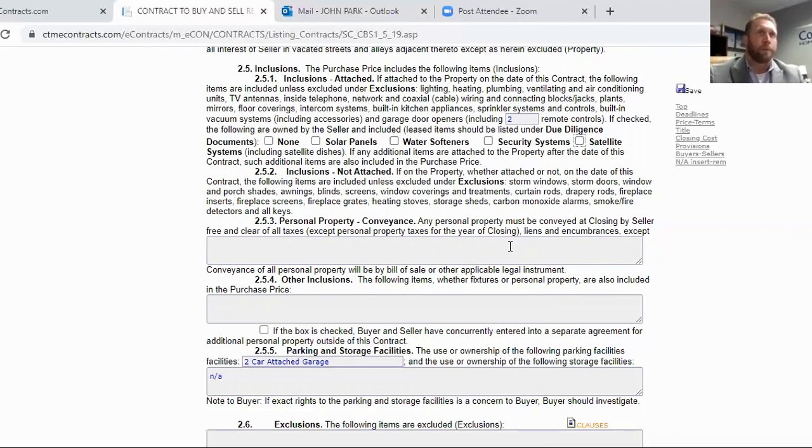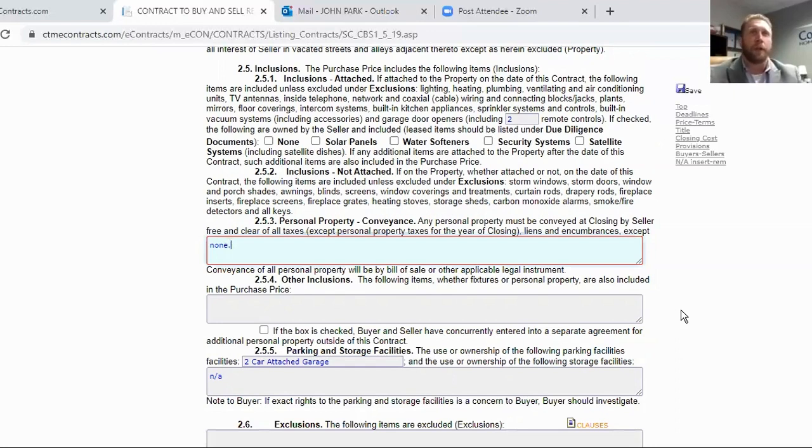2.5.3, personal property conveyed. And this is personal property that's being conveyed that has liens and encumbrances against it. I like to put except none here. Yeah, I usually put none. This is not where you write refrigerator, stove, oven, range, dishwasher, unless of course for some reason you have it on a line of credit, and that lender would for some reason come and take the property if you didn't pay for it.